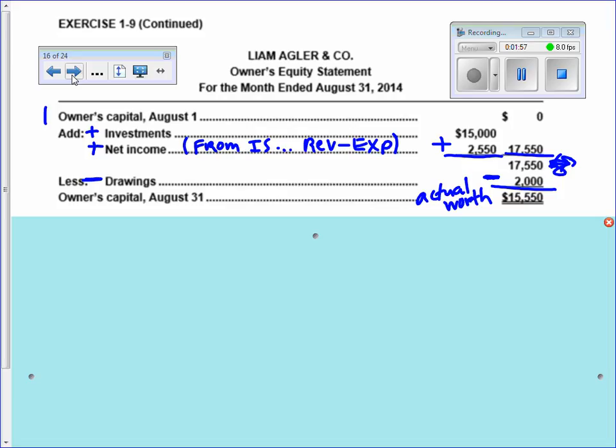Basically, this is the expanded accounting equation, except things are kind of masked. I see plus investments, but I see plus net income. What 2 things are hiding there in net income from the owner's equity umbrella? Revenue in and expenses out. Then we can say less drawings to figure out what our actual worth is.